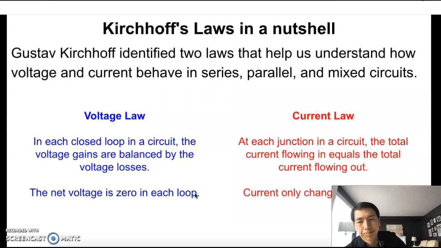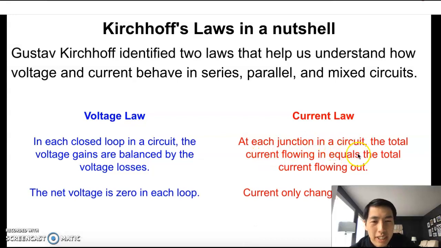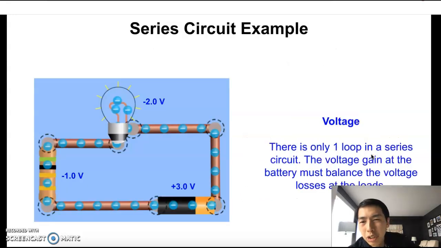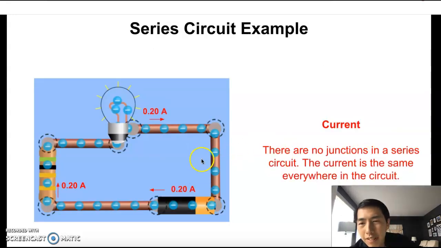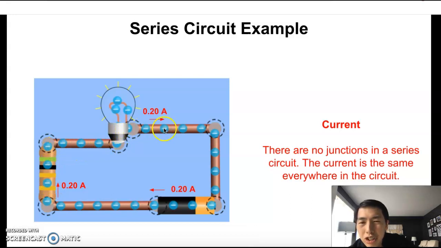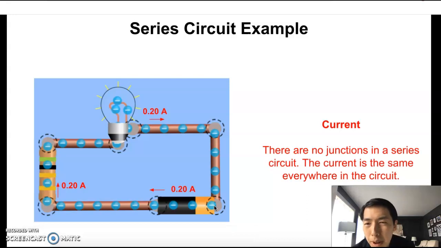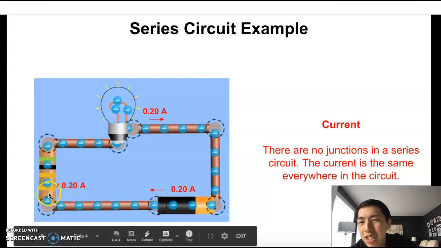Now what about the current? The current law says that at each junction in a circuit, the total current flowing in equals the total current flowing out. So that has to do with amps. I've labeled the amps in the circuit. It happens to be 0.20 amps. And this 0.20 amps is going to stay the same until it reaches some kind of a junction point. But in a series circuit, there's no junction point. There's no point where the circuit splits off into multiple paths. There's only one path in a series circuit. So the current never splits off at all. It's 0.2 amps all the way through.